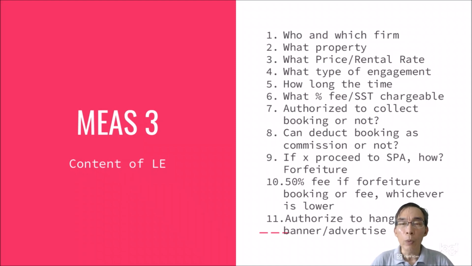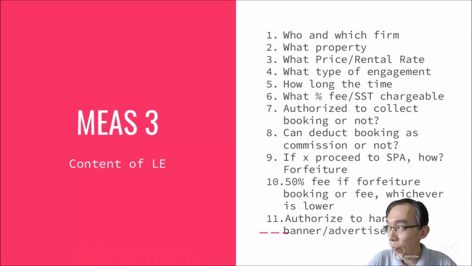So the part that I was talking about, the content of the letter of engagement, would be who is the registered proprietor, and then this particular firm, who is the firm that is being engaged. So the two parties are coming to an engagement of an agency contract. So what is the subject property? What are the address or lot number, the land title, whatever. So what is the price, the rental price agreed to be promoted?